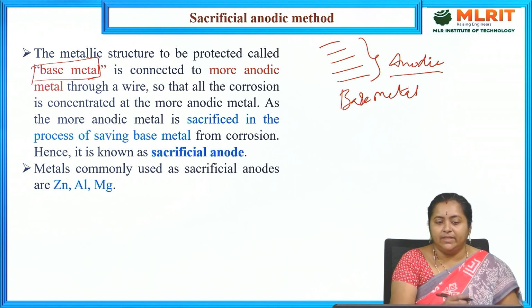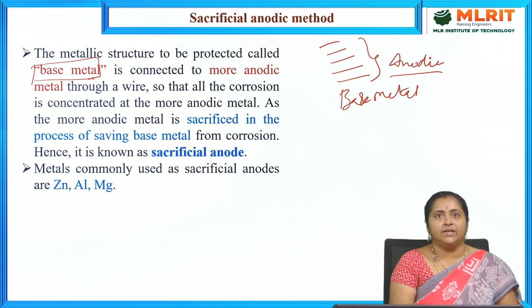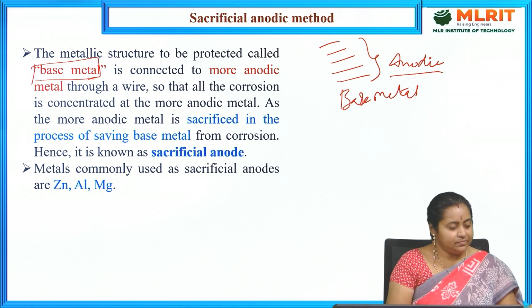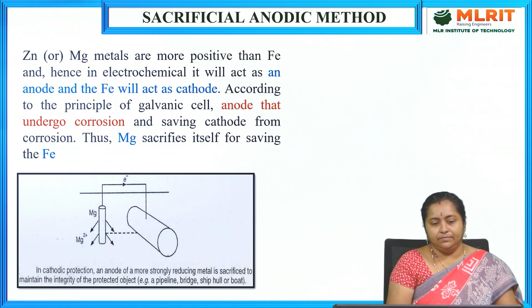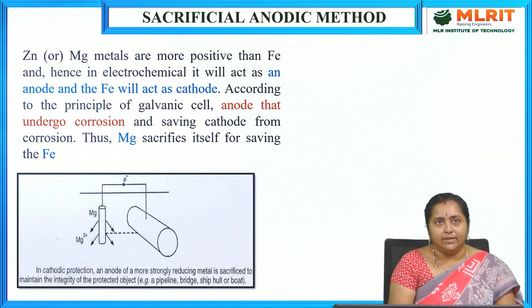So, initially the base metal is acting like an anode. Now, we have connected it to a more anodic metal using one copper wire so that it is forcefully converted to behave like a cathode. So, the base metal is prevented from corrosion reaction. After connecting the wire, all the corrosion is concentrated at the more anodic metal, as the more anodic metal sacrifices its life for this process to take place. That means for preventing the base metal from corrosion reaction, it is named the sacrificial anode method. Most commonly used sacrificial anodes are zinc, aluminum and magnesium. Let us discuss this point with a few examples.